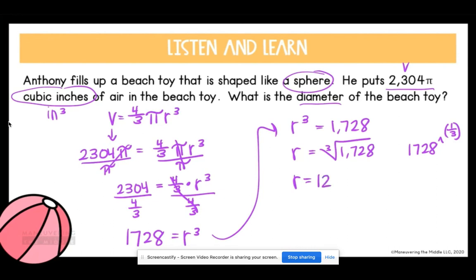Always go back and look at your question. It said, what is the diameter? So we have one more step. We know if the radius is 12, then the diameter is double the radius. So the diameter would be 24. And what's our unit of measurement? We have inches.